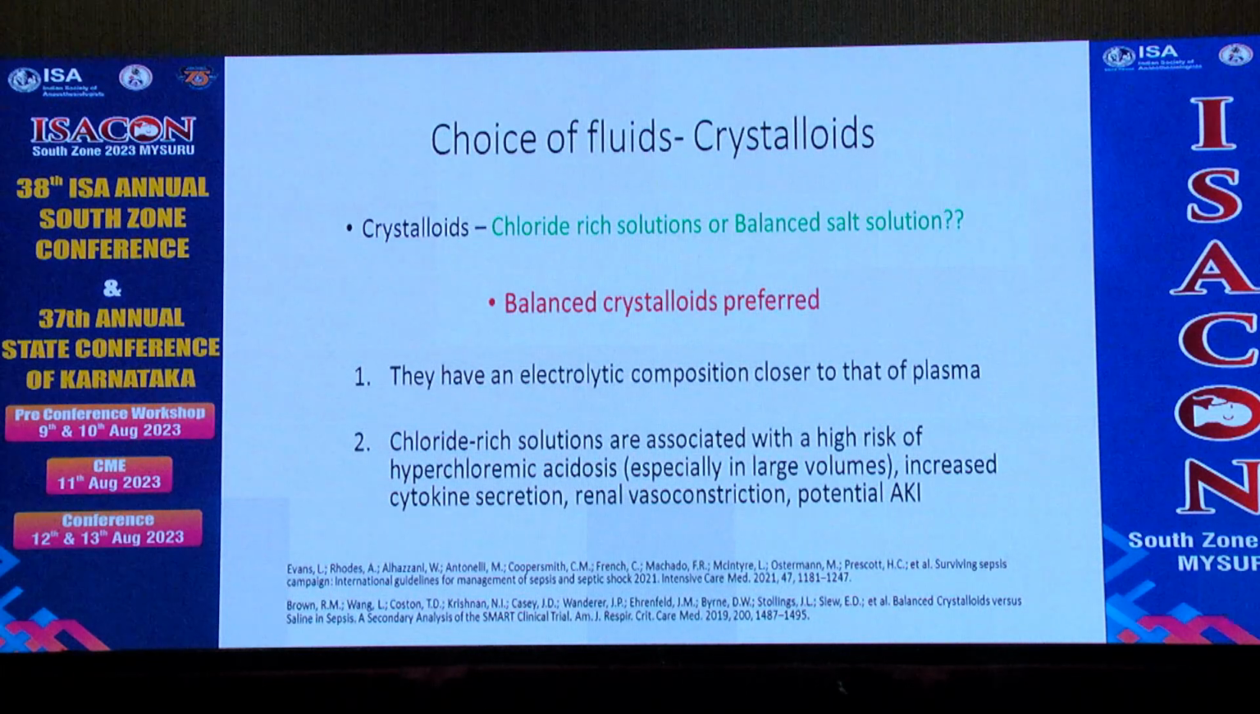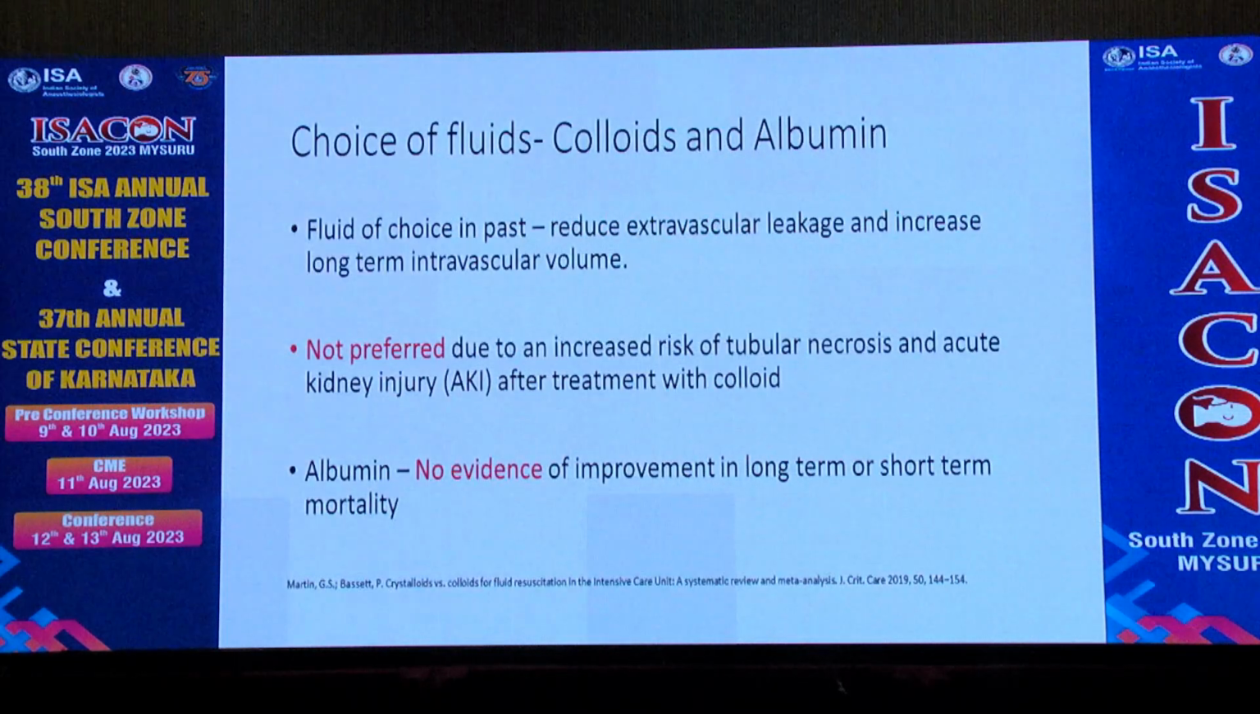Then coming to the choice of fluids. Previously it was recommended that you can use either a balanced or a chloride-rich solution. But nowadays it is recommended that you use balanced crystalloid solutions. The reason is that their electrolyte composition is closer to that of plasma. And if you are giving chloride-rich solutions, there are possibilities of hyperchloremic acidosis, especially if you are giving more volume. So there are chances of cytokine secretion, renal vasoconstriction, and renal failure also. Then previously there was a debate that you can use either a colloid or albumin whenever the patient is suitable. But nowadays it is a strict no, and it is not preferred.